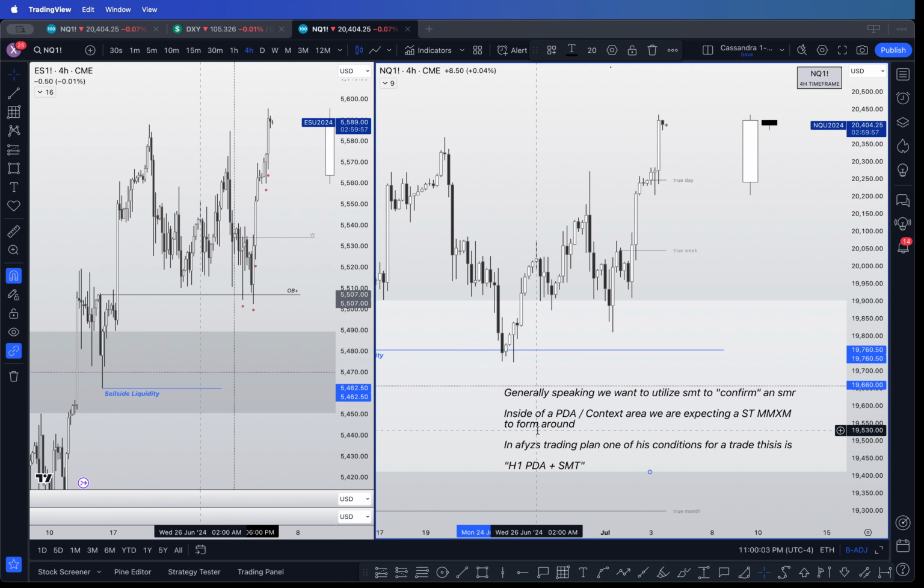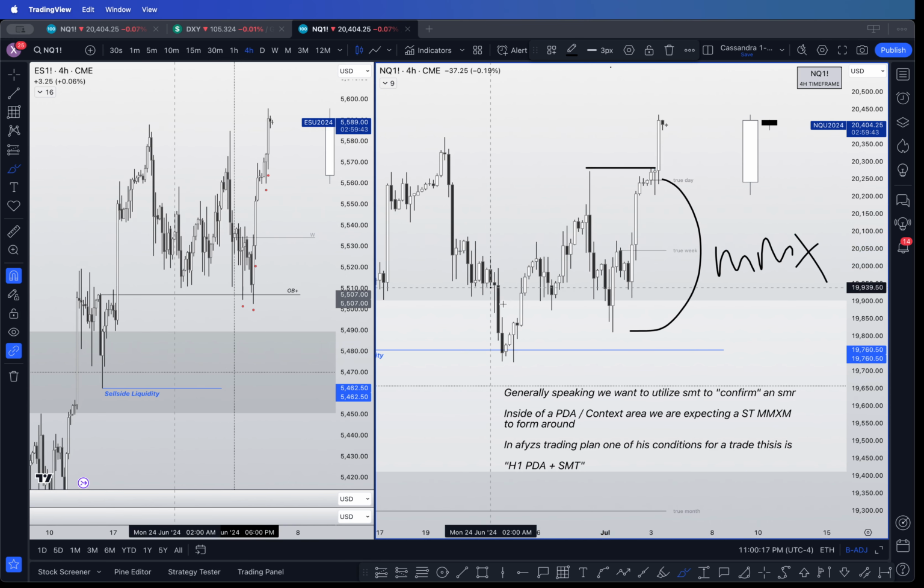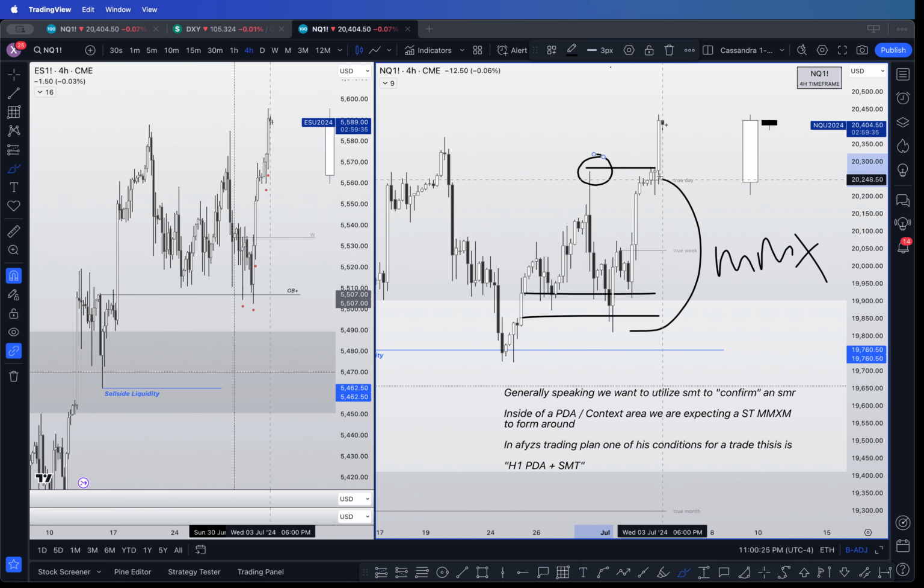If I have an hourly context area and an SMT, well, now I'm confirming the classic, right? Internal to external MMXM. This is the MMXM, targeting just that high from this internal range. Remember, internal range of liquidity to external range of liquidity. That's the market maker model.